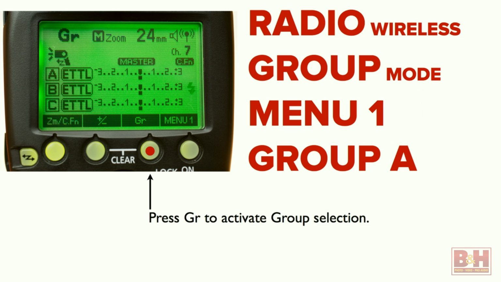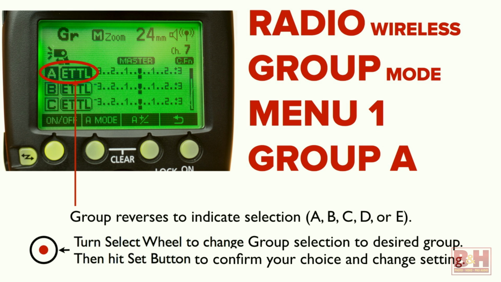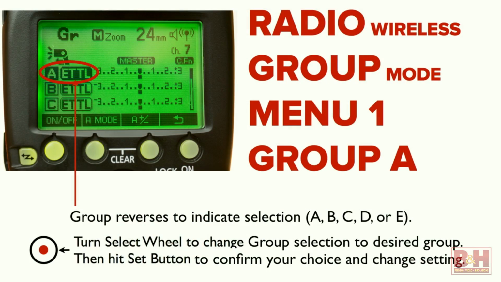So you hit the GR button and you're going to see that group A reverses itself out. That is the screen's way of saying, hey, you're now controlling group A. Now I cropped tight on this shot so we don't have the little select wheel down below. But if you want to work group A, perfect. Hit the set button and you're going to then jump over to control the flash exposure compensation for group A.